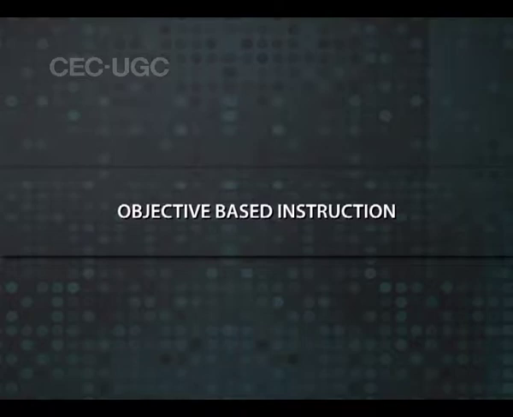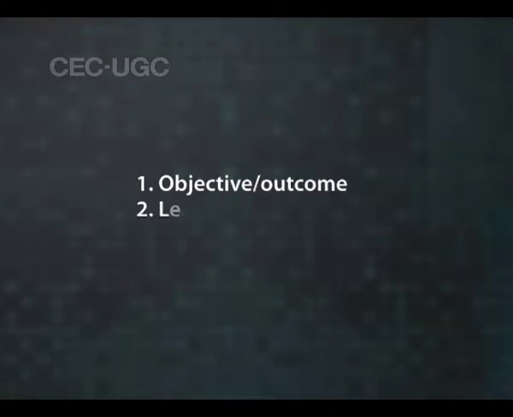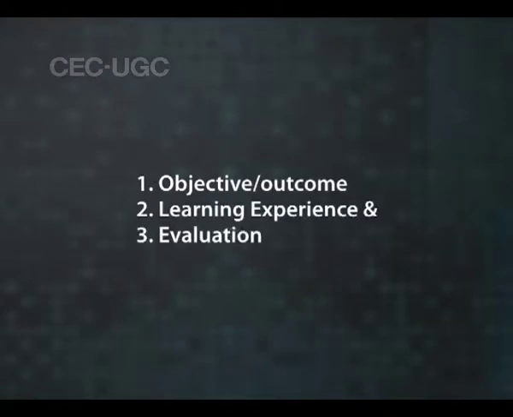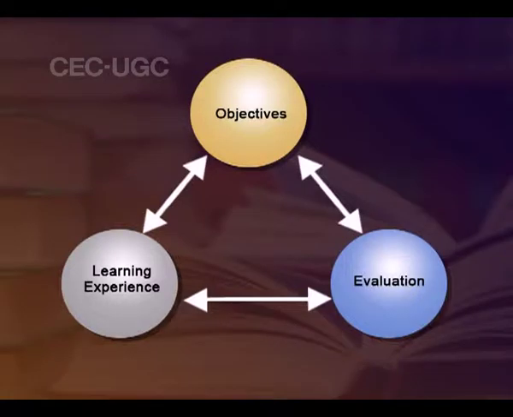Objective Based Instruction. In the modern approach to education, the total educative process is interpreted in terms of 3 interrelated aspects: objective or outcome, learning experience and evaluation. This relationship is best represented by what is known as first paradigm. Now we will examine each one by one and the way these 3 are related.